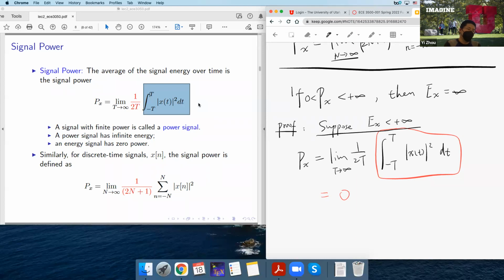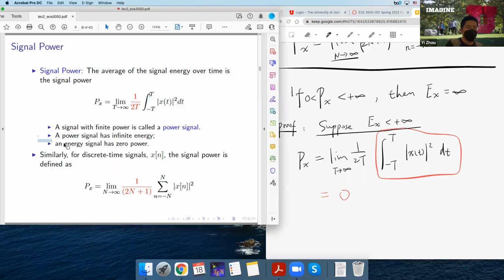Yeah, but the intuition is basically that when the average energy is strictly positive, the accumulated energy is going to infinity. And following similar logic, the second statement is also easy to understand. It says that an energy signal has 0 power.